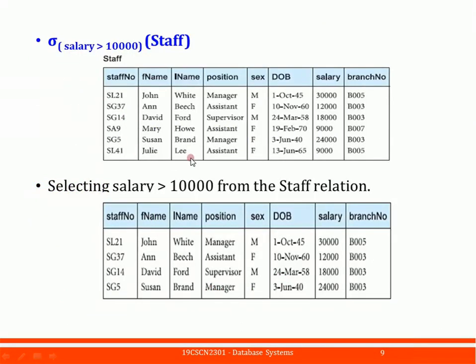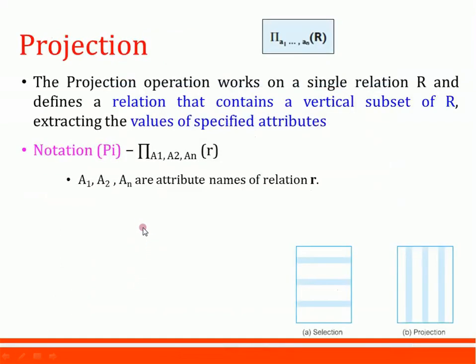So you have the original database, which consists of the staff relation consisting of staff number, first name, last name, etc. And from this you are going to select only those tuples having the salary greater than 10,000. So this is the work of the selection operation. So you could see that only those tuples with salary above 10,000 are listed here. So this is the output of the selection operation.